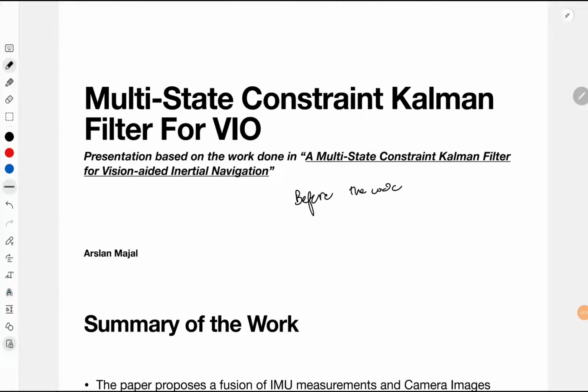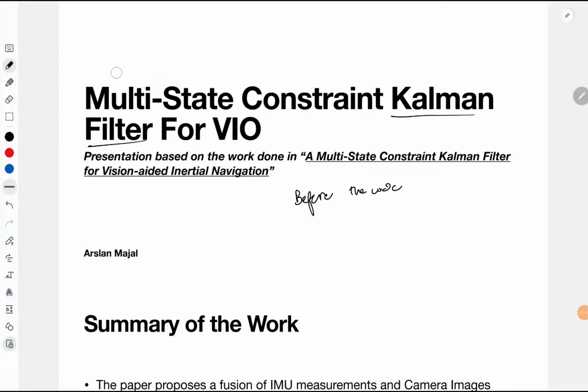I thought that for the sake of completion and to improve the understanding of the code, it's a good idea to go over the multi-state constraint Kalman filter, because when I was understanding it, it took me a lot of time to figure out what was going on, even though I had an understanding of the Kalman filter. So I thought that for future references and for anyone else interested in the MSCKF, this could prove to be a good resource.